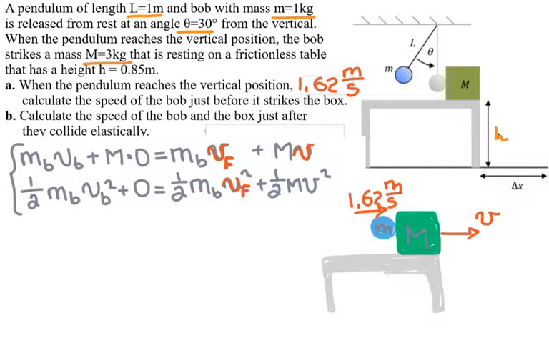I do not know the final velocity of the ball, and I do not know the velocity of the block. Let's see what they ask me to find. They ask me to find the speed of the bob and the box. It doesn't matter, I need to find both of them. So let's solve for V final from the top equation. The velocity of the ball right after the collision is equal to the mass of the ball times the velocity of the ball, minus the mass of the block times the velocity of the block after, divided by the mass of the ball.